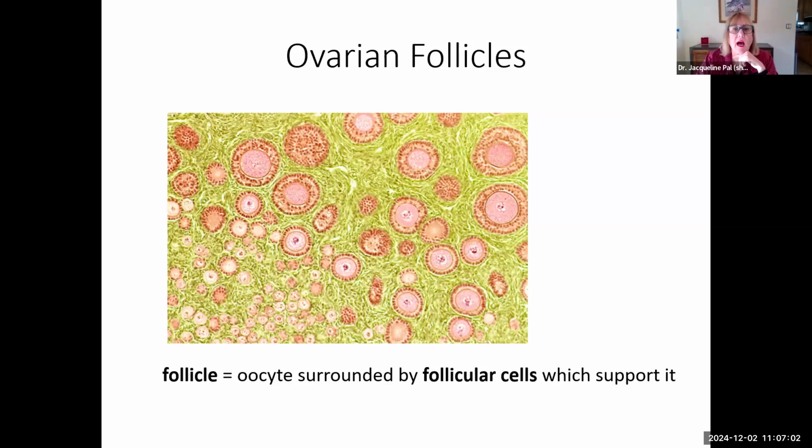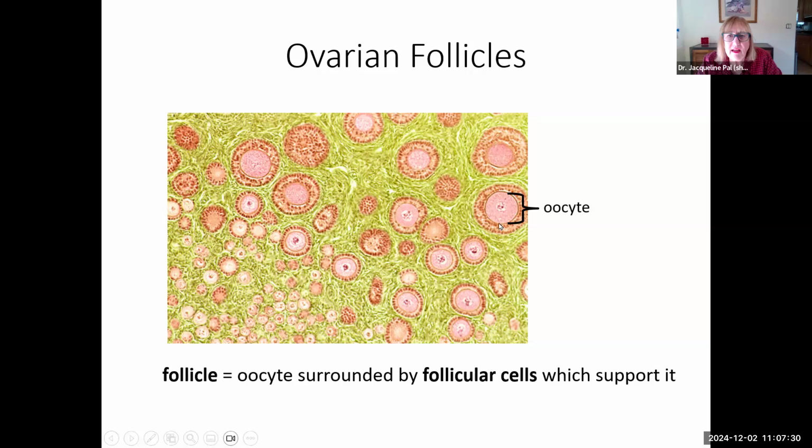So, besides the background stroma of the ovary, which is green in this photomicrograph, the ovary has millions of what are called follicles. And a follicle is an oocyte, which is surrounded by cells that for this course, we're just going to call follicular cells, which support it. Yeah, they have a real name, but we don't need to know the name for human biology.